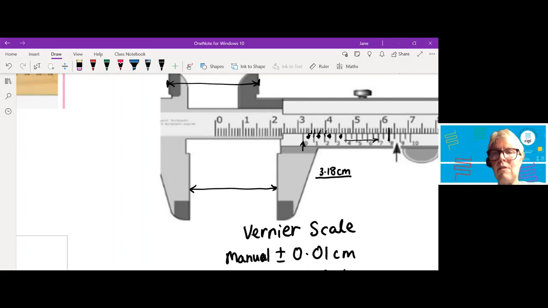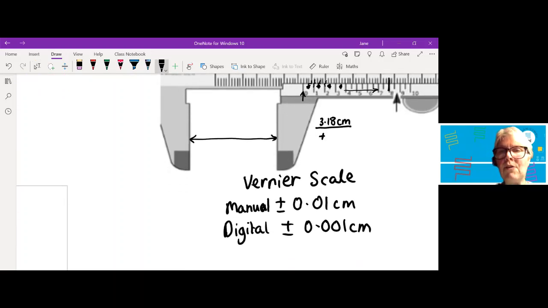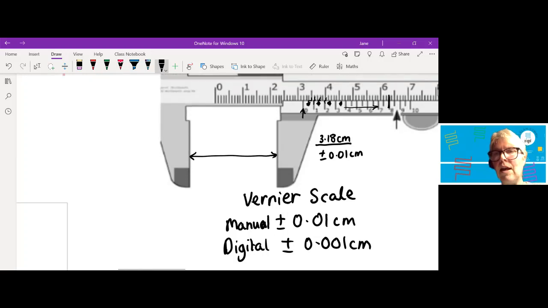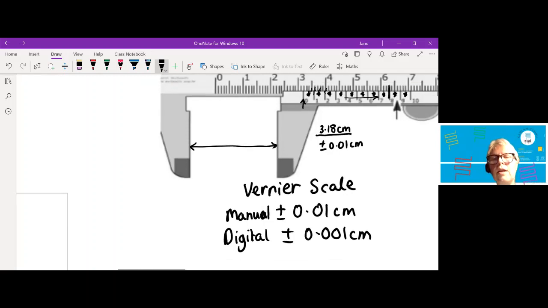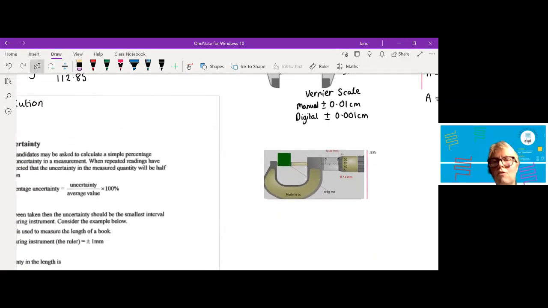Okay, and I will just get rid of that. So what's the resolution here? That would be plus or minus 0.01 of a centimetre. And I am ignoring all of these little halfway in-betweens because that's what you don't see on the school vernier calipers. Now, the other one is a micrometer screw gauge.